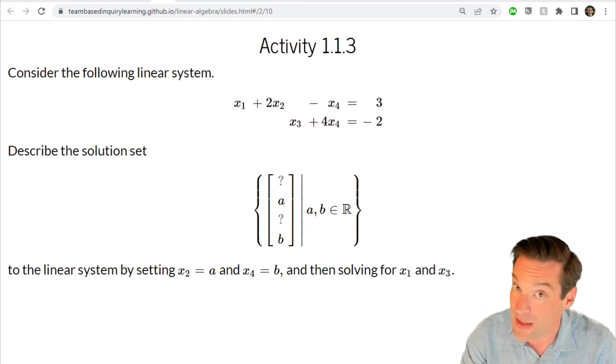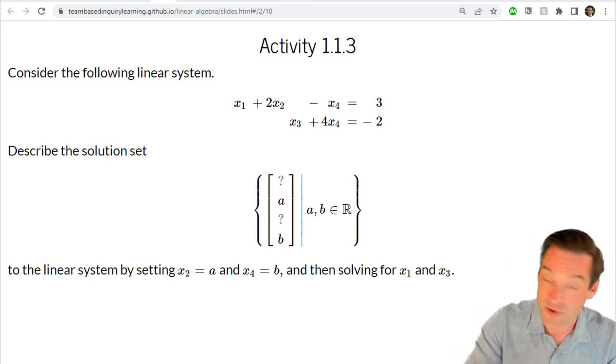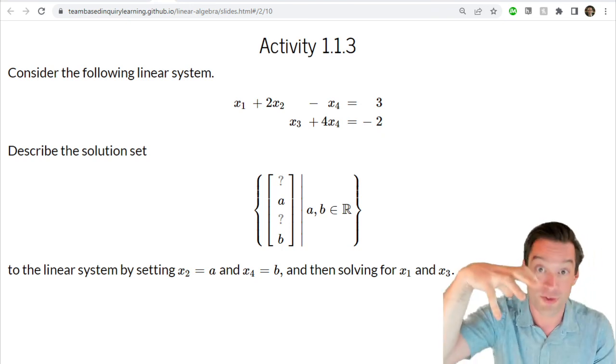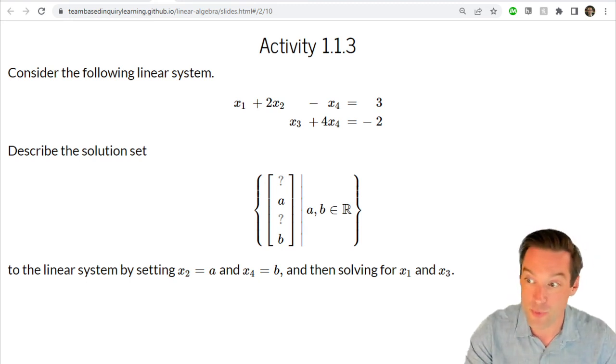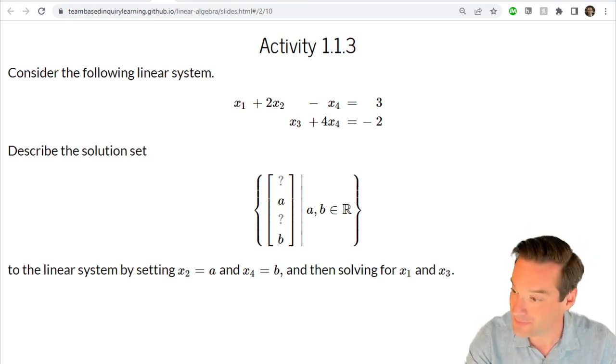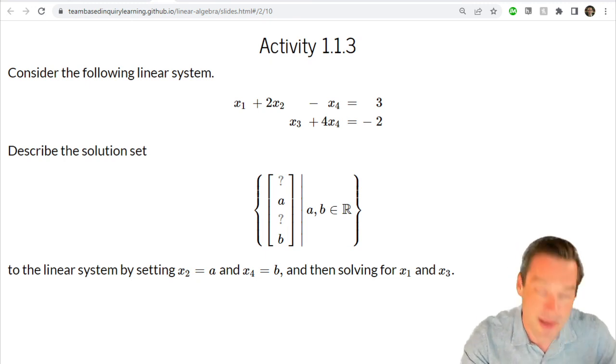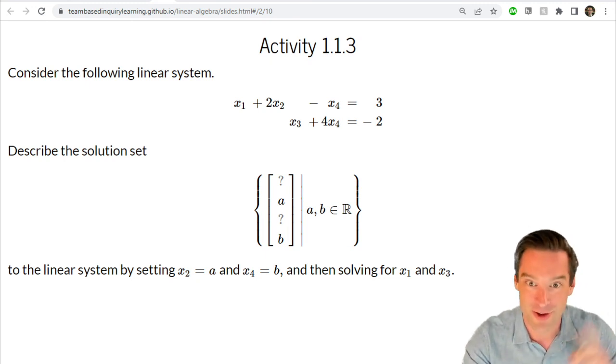But that doesn't mean that it doesn't sometimes happen for square systems that have the same number of equations as variables, or for tall systems that have more equations than they have variables. It's always a possibility, but it's a guarantee anytime we have more variables than we have equations. And we'll understand why that is gradually over the course of the next few weeks.